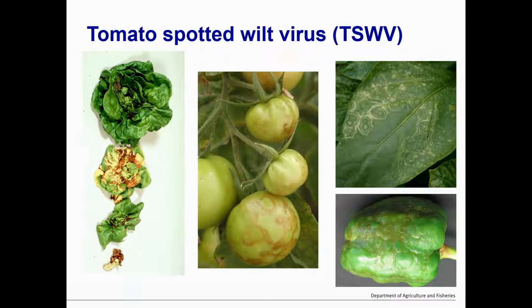Symptoms of tomato spotted wilt virus: you're getting lots of concentric rings and lines. That's very typical of tomato spotted wilt and all of the tospoviruses. You get lots of distortion of the fruit, as you can see with the tomatoes and the capsicum. And in lettuce, you get a whole range of symptoms from stunting and lots of necrosis.